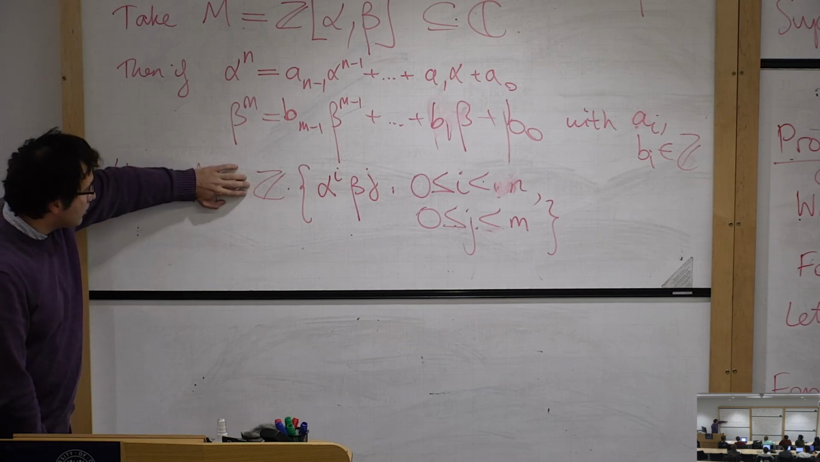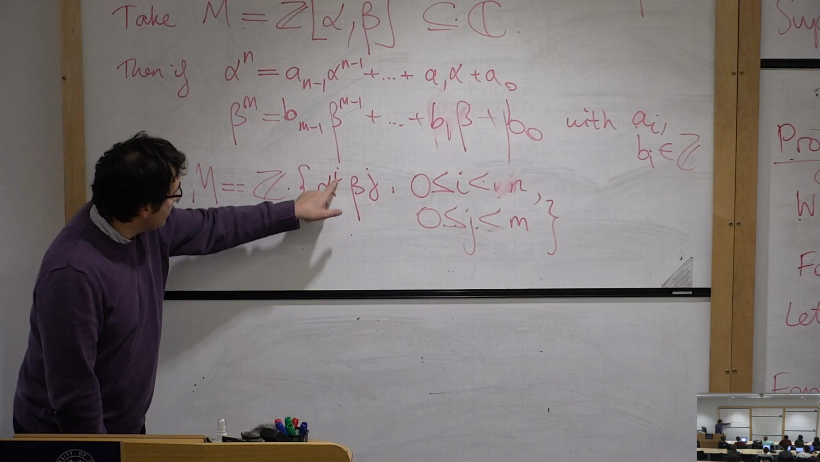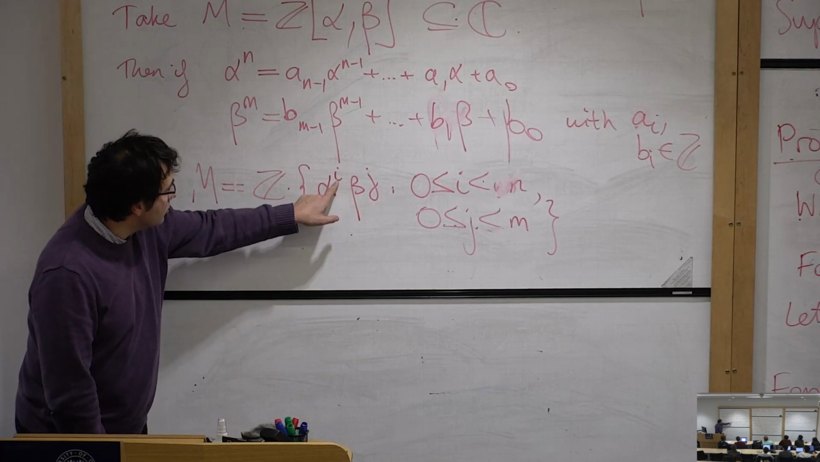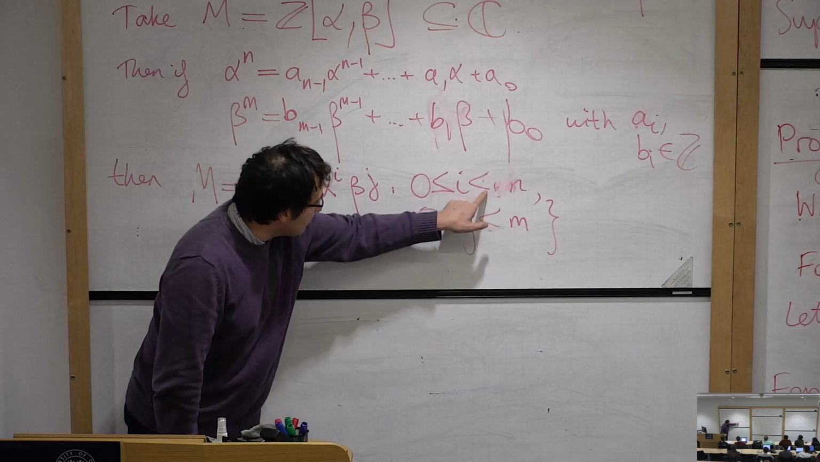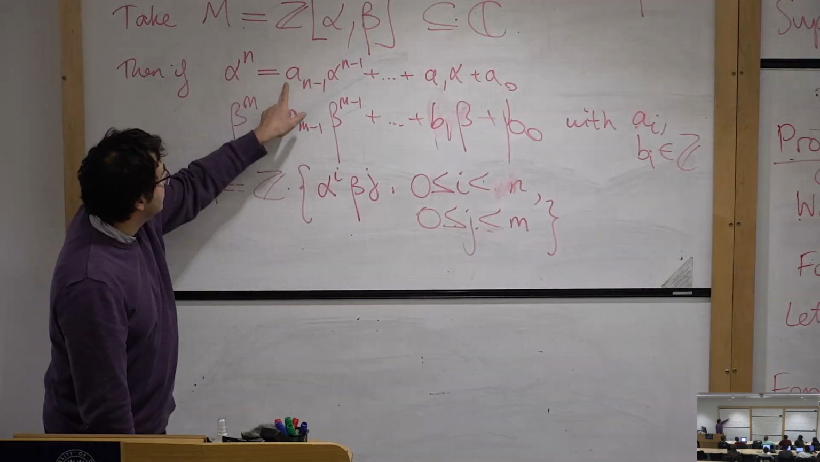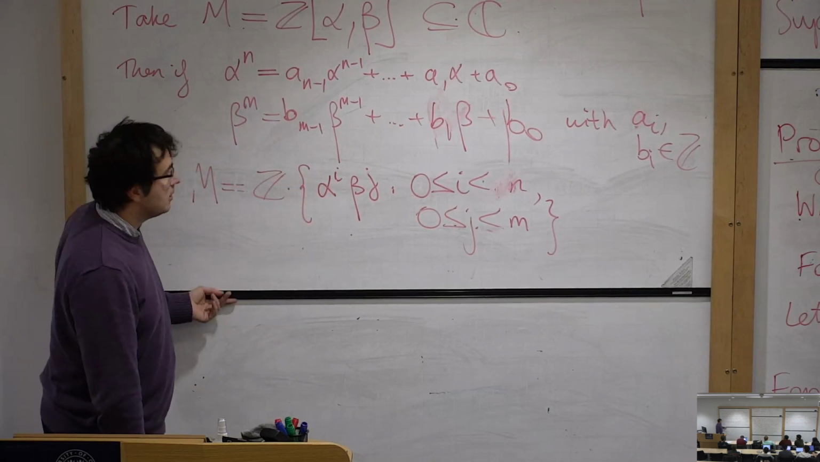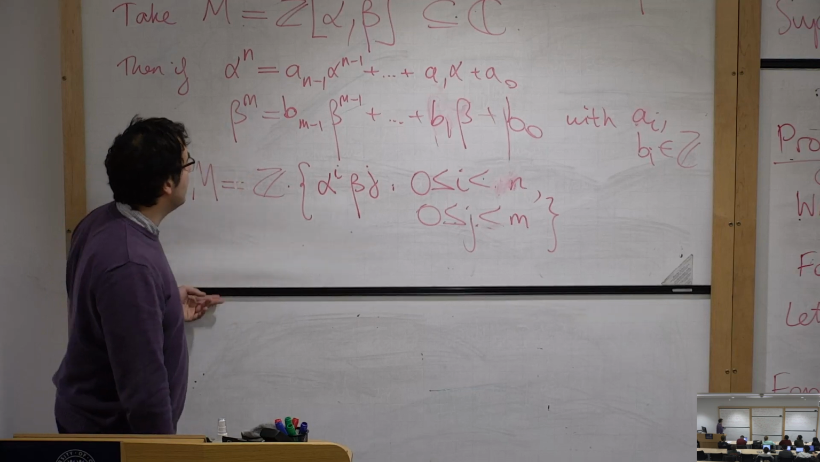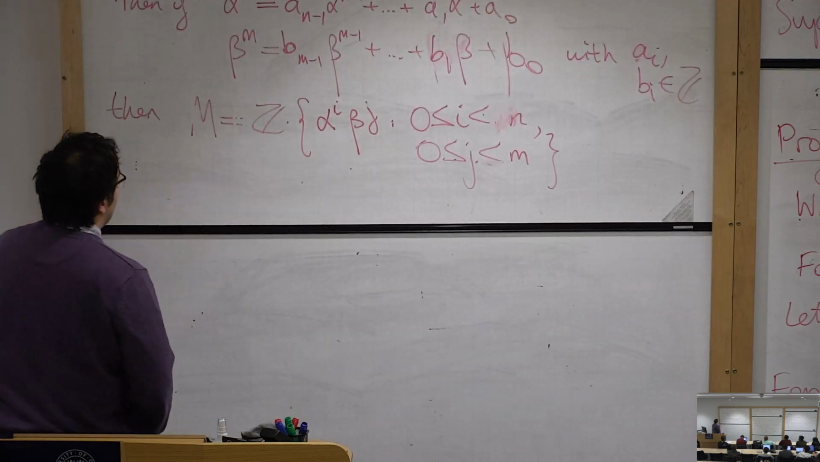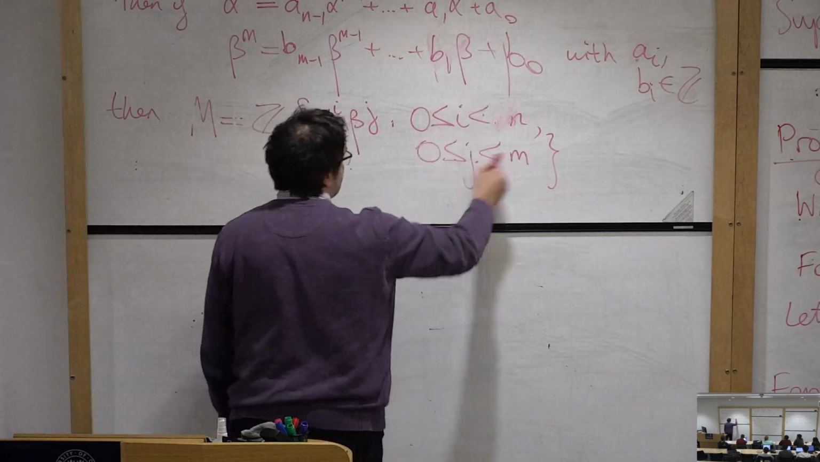And why is it closed under multiplication by alpha and beta? Because if you multiply such a thing by alpha, the worst that can happen is that the exponent overflows. It might have been alpha to the n minus 1, but if you get alpha to the n, then you can rewrite it using this equation, and we do the same for beta. Okay, so this is actually automatically a subring. And it's visibly finitely generated over Z because this set of such pairs is finite.